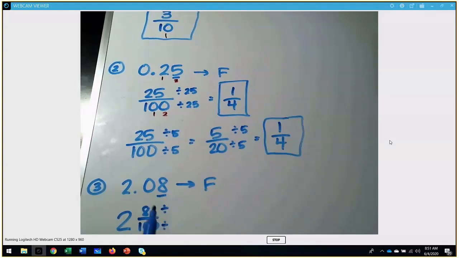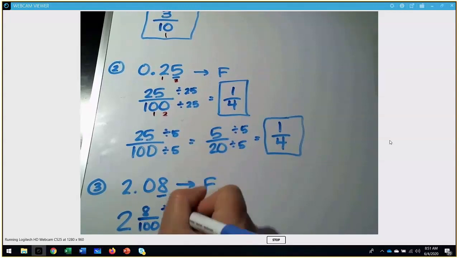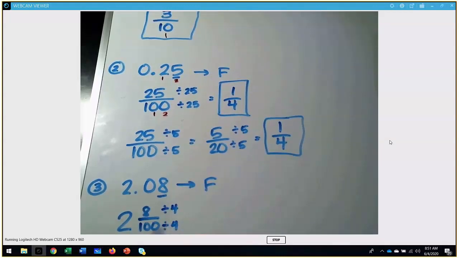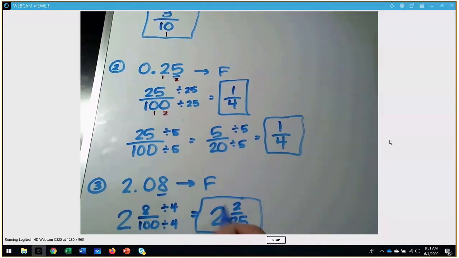And then we've got to think of something that we can divide both of these by. Does anybody know what's the biggest thing? All right, let's go with 4. So the 2, the whole number, stays. 8 divided by 4 is 2. 100 divided by 4 is 25. And there's my answer: 2 and 2/25. This is mixed number form.